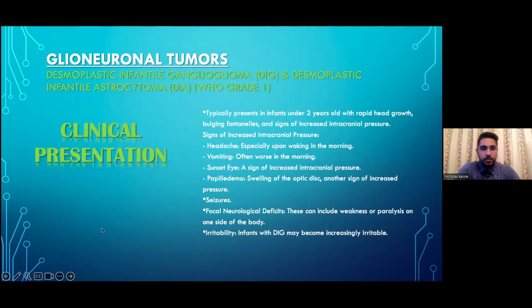Clinically, these types of tumors typically present in infants under 2 years of age, as previously described, with rapid head growth, bulging fontanelles, and signs of increased intracranial pressure. Signs of increased intracranial pressure, as we would know, are headaches, vomiting, and sunset eyes. Patients will also present with seizures, focal neurological deficits, and most times irritability.